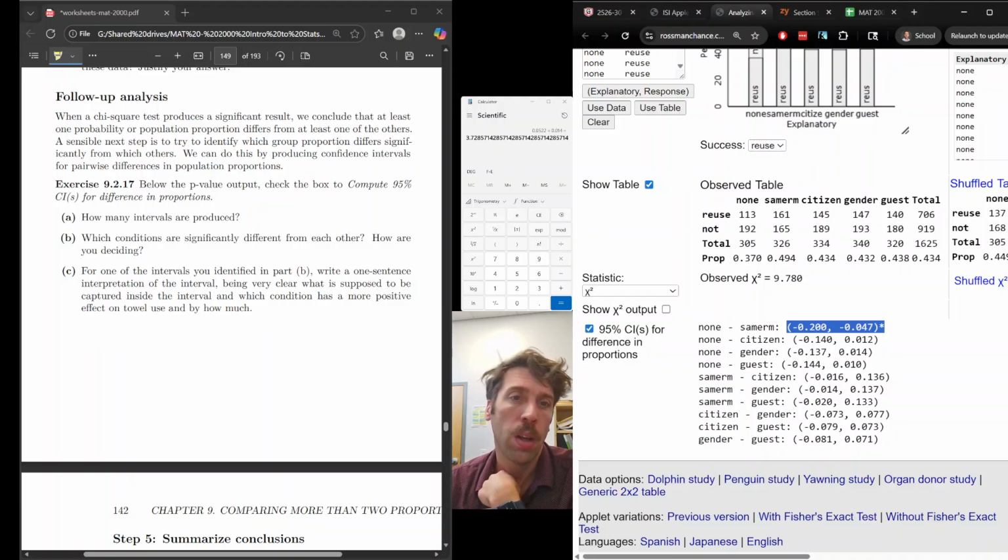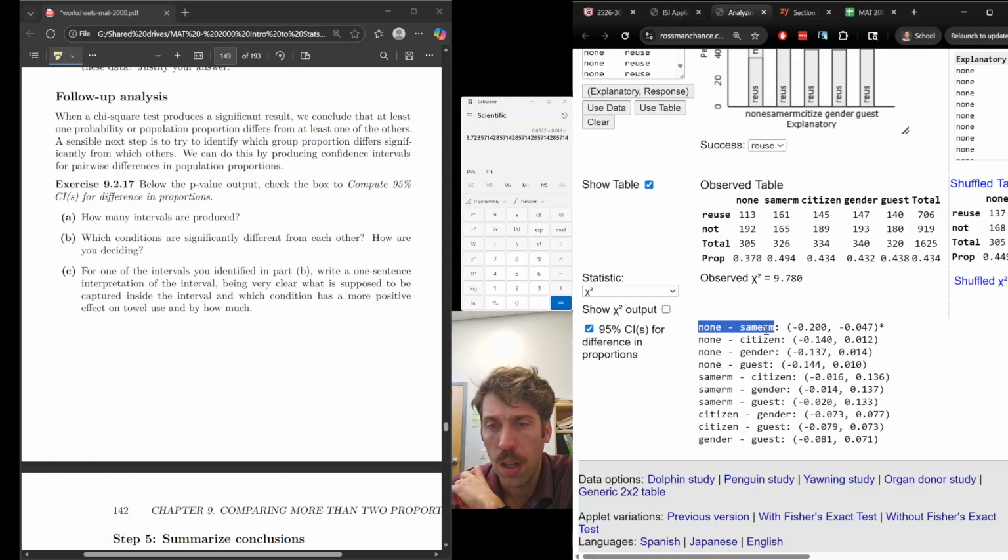For one of the intervals you identified in part B, write a one-sentence interpretation of the interval, being very clear what is supposed to be captured inside the interval, and which condition has a more positive effect on towel use and by how much. So notice that in this case, I've got only one of mine that's significant.